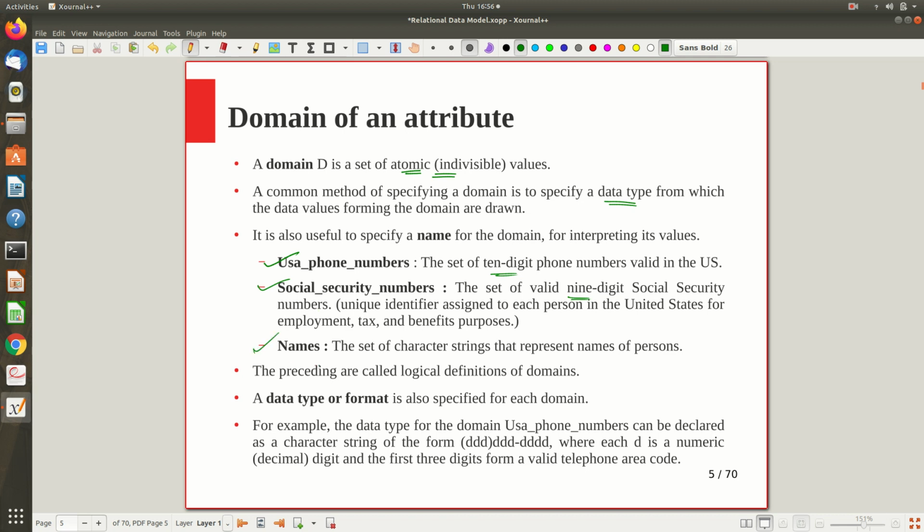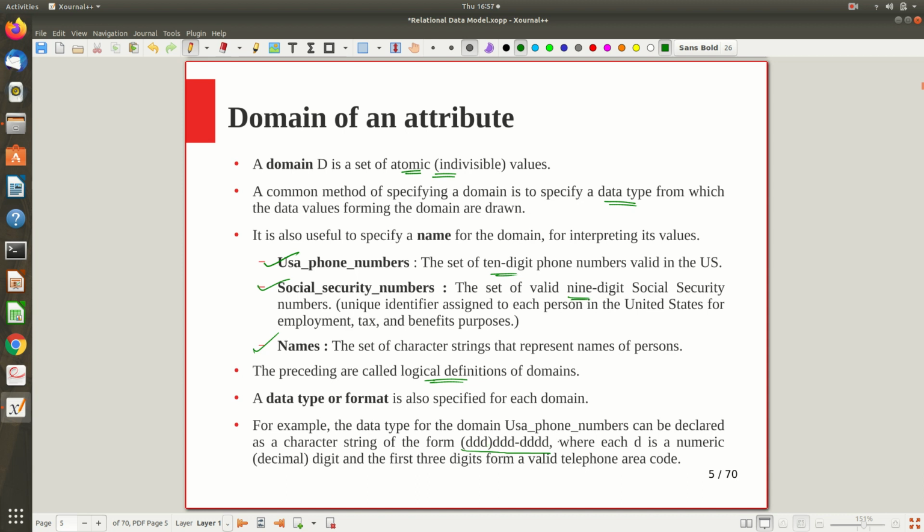The preceding is called the logical definition. So something like this is what we call a logical definition of the domain. And here you can't precisely say what the data type is. So along with this logical definition or the meaning, there is a data type or a format also associated with the domain, right? For example, the data type for the domain USA phone number can be of this form. So it's some 10-digit information, right?